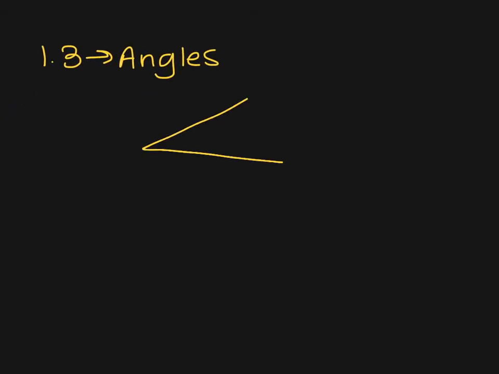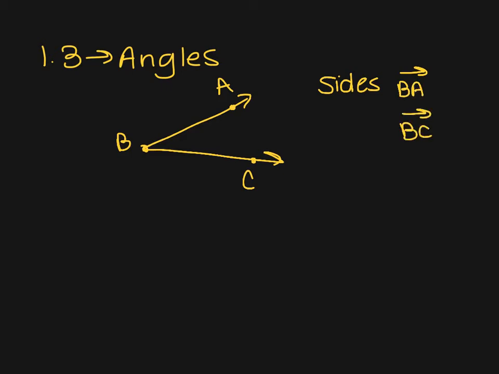Okay, 1.3 was your introduction into angles. So we talked about the parts of an angle. If I drew an angle and labeled it A, B, C. The sides are rays. So in this case, the sides would be ray BA and ray BC. And then the point where they meet is called the vertex. So the vertex of this one would be B.